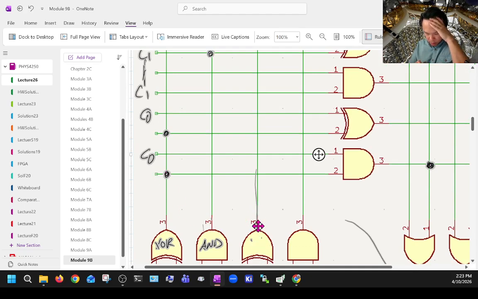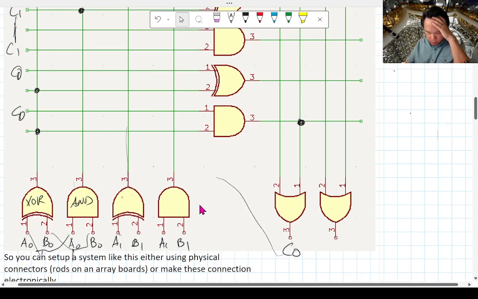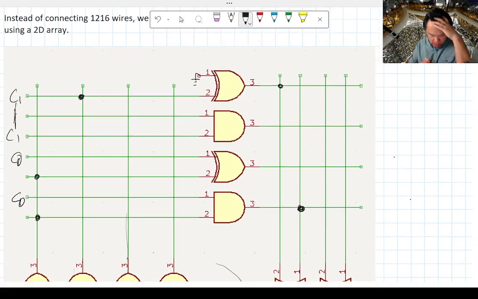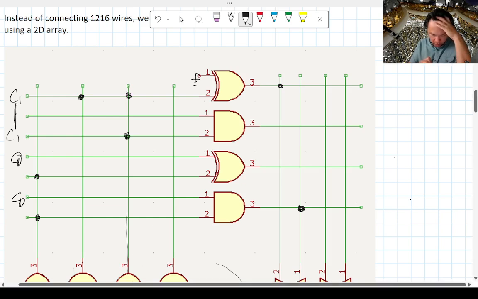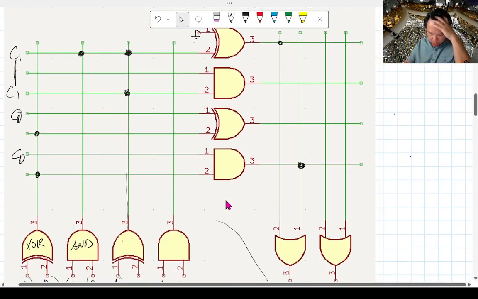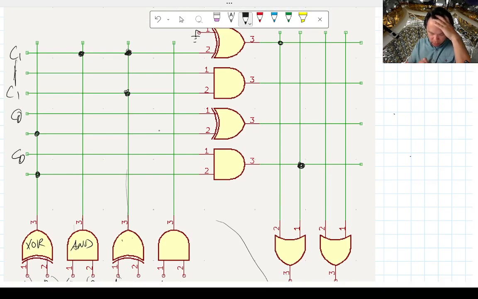We want this output of this XOR gate to make connections. So you want to go find the first AND, make that connection. Find the first XOR, make that connection also. This might cause a problem, but for the sake of this, let's just ignore that for now. But you can kind of get the idea of how you're making the connections.